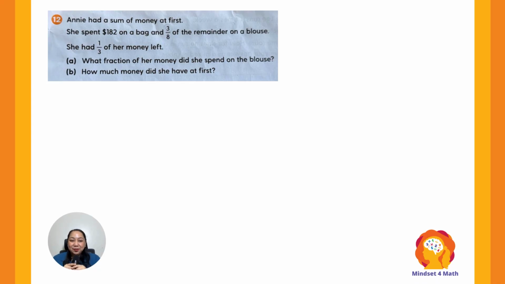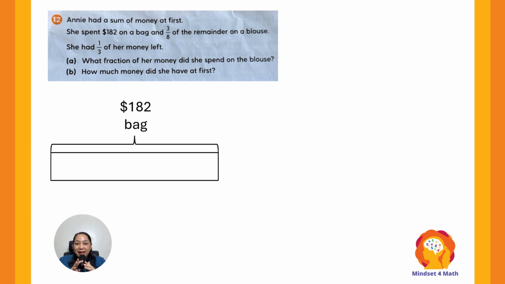Annie had a sum of money at first. She spent $182 on a bag and 3/8 of the remainder on a blouse. She had one third of her money left. Letter A. What fraction of her money did she spend on the blouse? Letter B. How much money did she have at first?